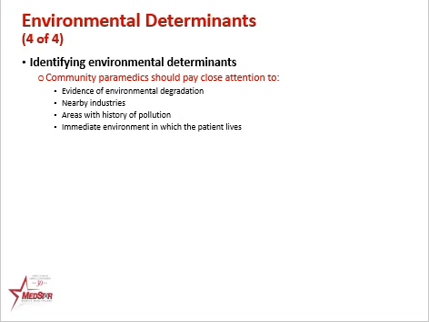And once again, environmental determinants can be assessed during the patient needs assessment and overall during your community needs assessment. You want to pay particularly close attention to the physical community in which a patient lives and ask the following questions. Is there evidence of environmental degradation? What industries are close by? Does the area have a history of high pollution? If so, research the area and identify what health patterns are associated with this.